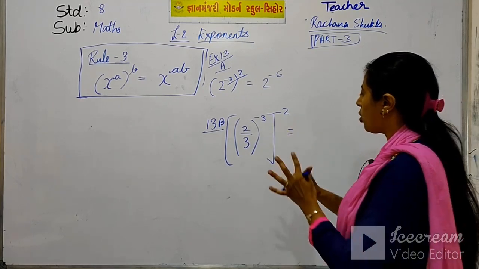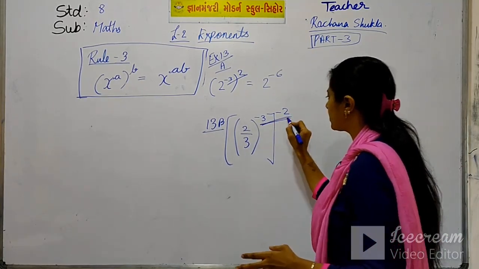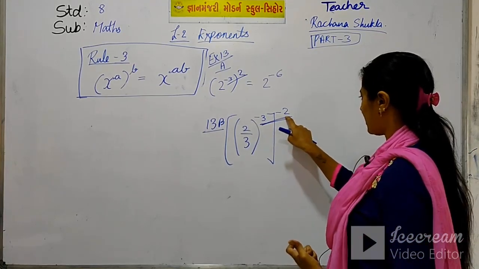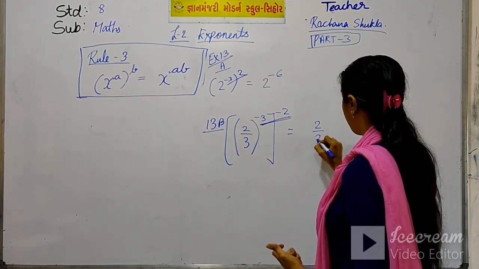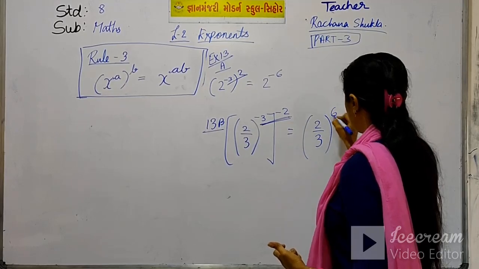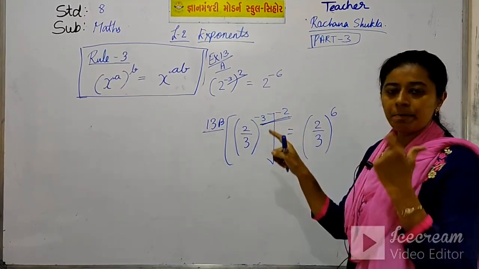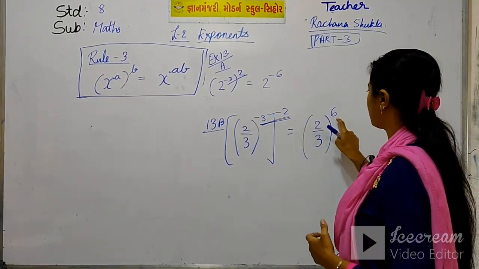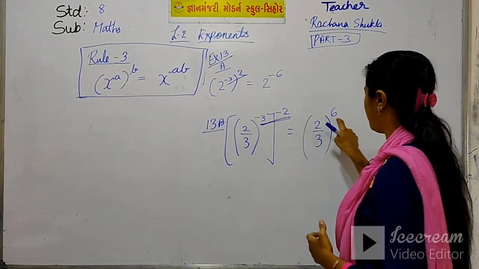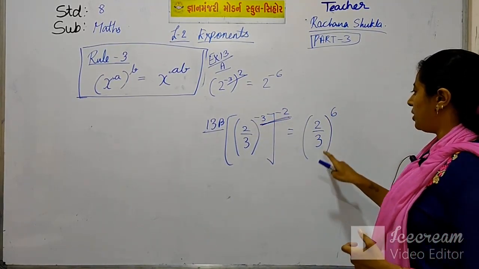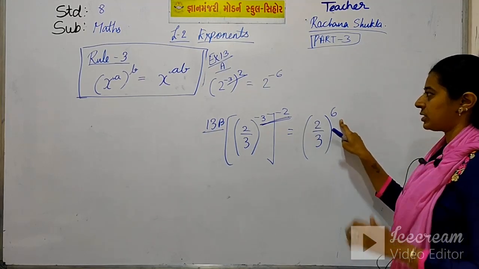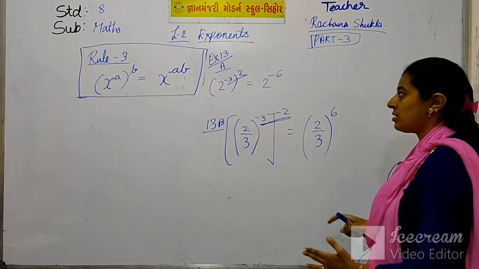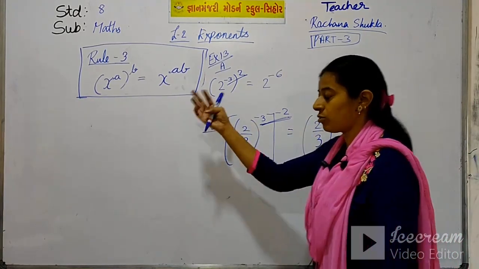Then here, look here, 2 upon 3 to the power minus 3 whole to the power minus 2. Then the powers will be multiplied with each other. 3 2s are 6, and minus minus plus, so it will carry a positive sign. So your answer will be 2 upon 3 whole raised to 6. This is example 13. Note down in your example book. Then we will see rule number 4.